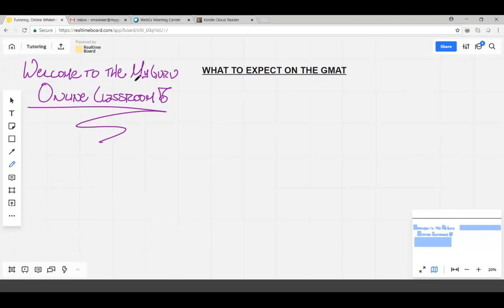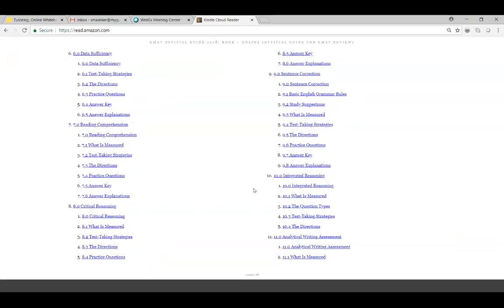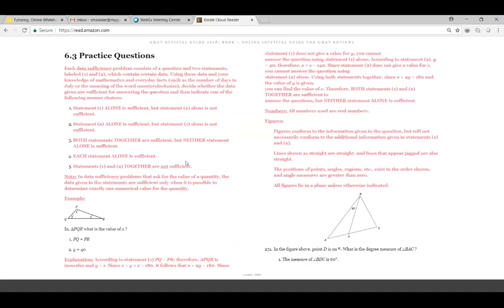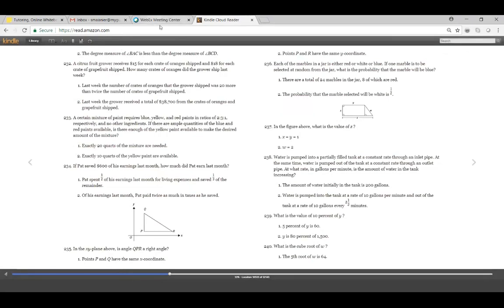So were we to take a look at a sample data sufficiency out of the past year's official guide, we can hop on down to, there we go. And we're to take a look at just a sample of, say, number 232 here. And we've got a citrus fruit grower receives $15 for each crate of oranges shipped and $18 for each crate of grapefruit shipped. How many crates of oranges did the grower ship last week?